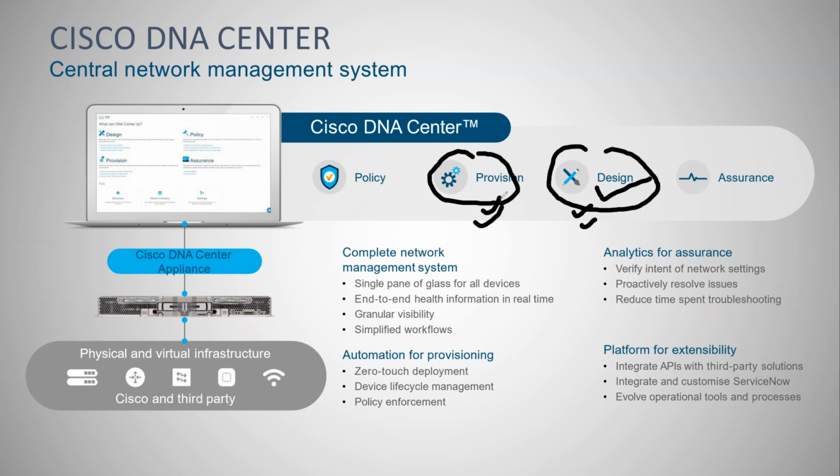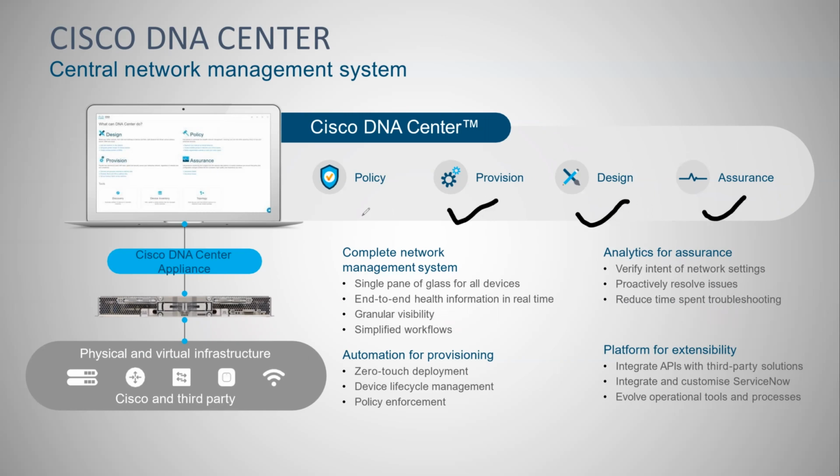Once we do the actual deployment, we can go to the assurance section and see the status of those devices. That's why you can see provisioning, design, and assurance. Now, if we have integration with the policy plane, that is ICE, then we can create different types of policies. We can do end-to-end segmentation and traffic filtering between different groups with the policy section.